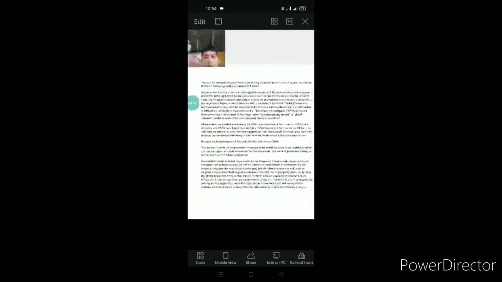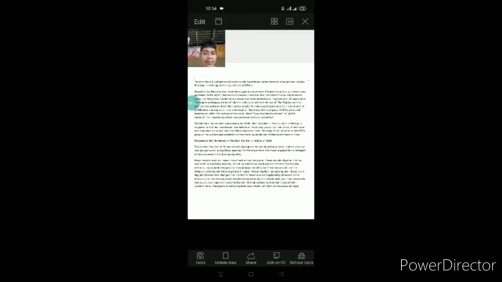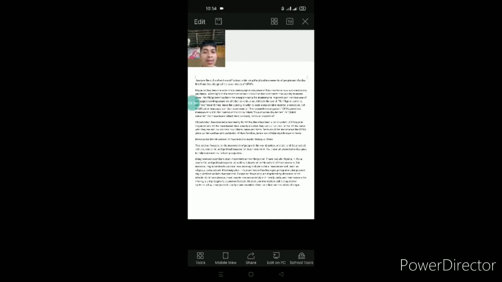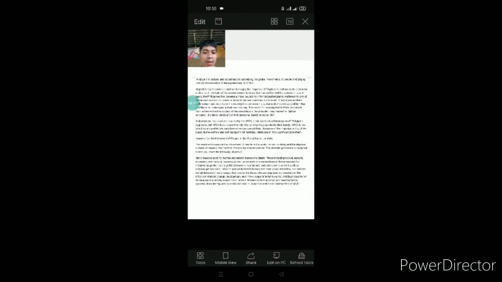Topic: Analyze the cultural and social factors underlying the global movements of people and display first-hand knowledge of the experience of OFWs. Migration has become a common demographic response of Filipinos to various socio-economic problems. In light of the severe economic crisis that has confronted the country in recent years, the Philippines has become a major source of international migrants and one of the largest sending countries of labor to various countries in the world.